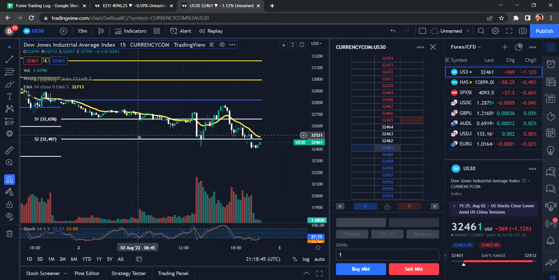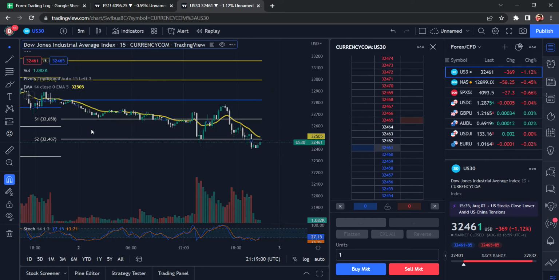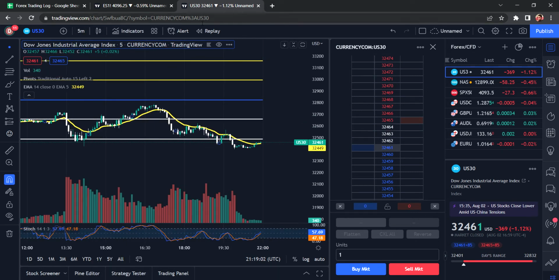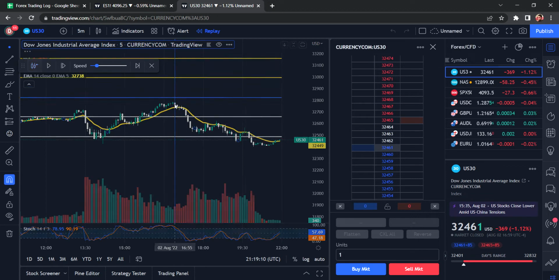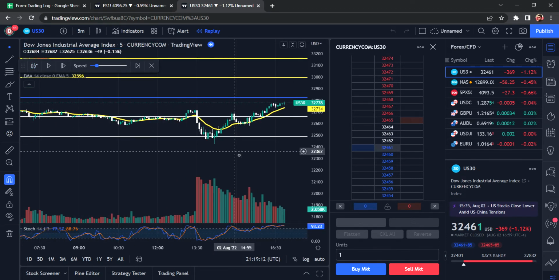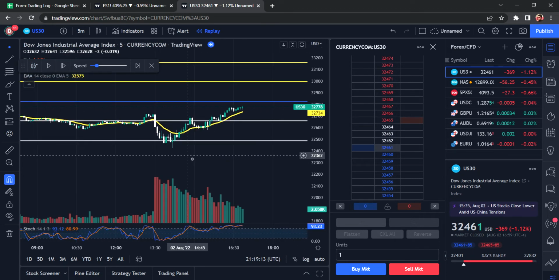Usually when you look at the chart after it happened, you're like, oh, awesome, this is exactly a beautiful entry. But let's go back into how it was in real life. So we're going to go to the 5-minute chart, go to replay, and let's start around here. As you guys can see, this is how I was looking.